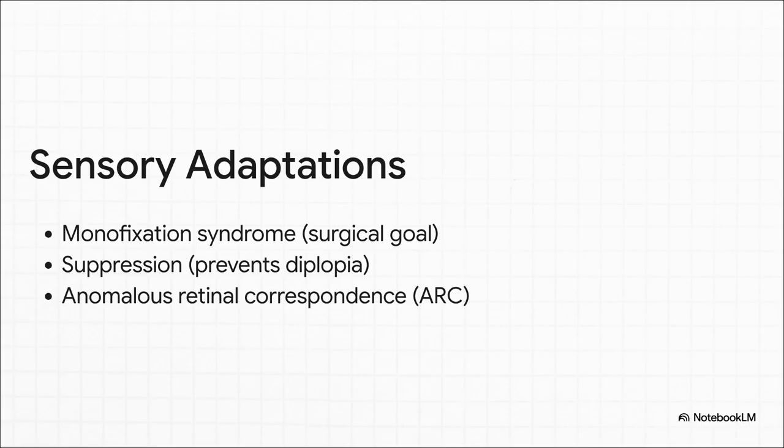Therefore, your surgical goal before age 2 is definitely not perfect binocularity. It's monofixation syndrome, meaning a small-angle esotropia under 8 prism diopters with a tiny peripheral suppression scotoma. That right there, that is a massive clinical win.